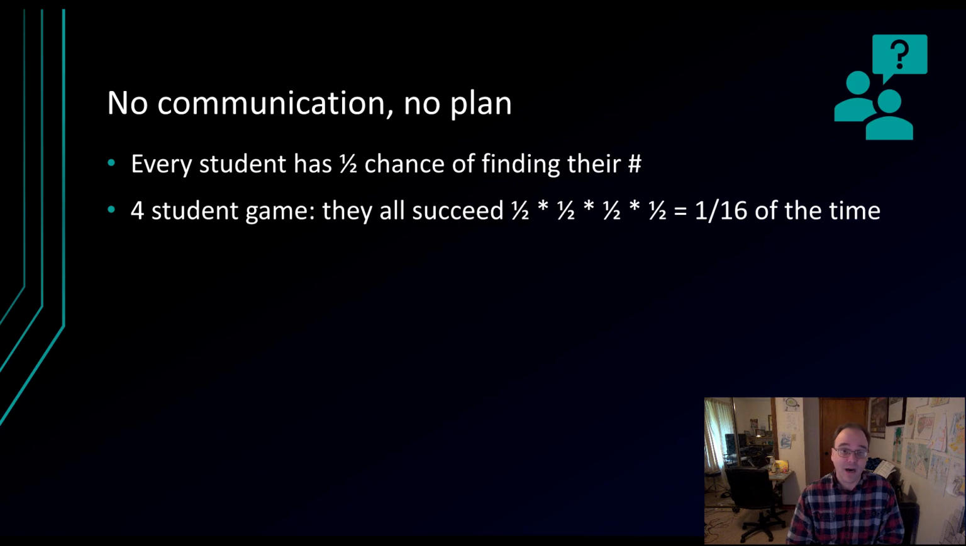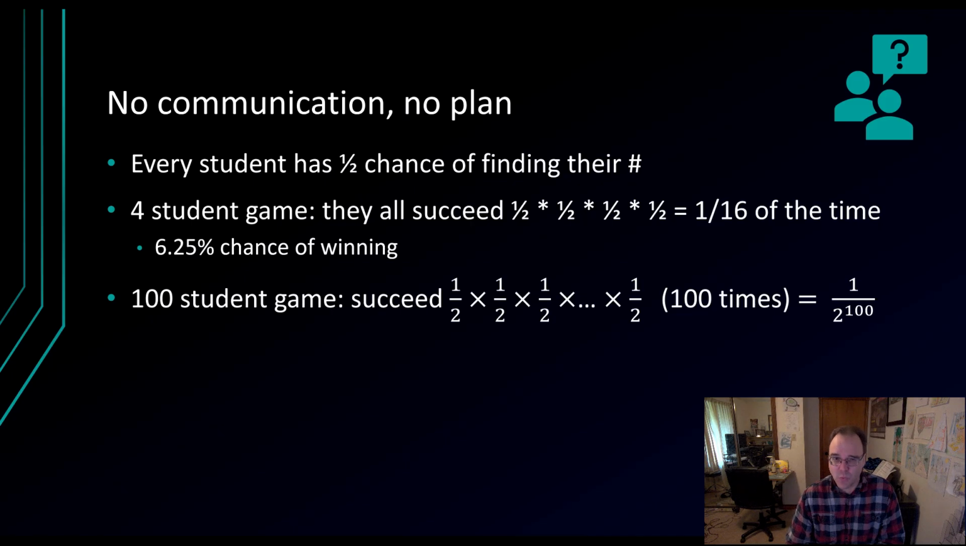But nonetheless, this means that in the 4-student game, 1/2 times 1/2 times 1/2 times 1/2 is 1/16 of the time the students are going to win. All of them together, I mean. So that's a 6.25% chance of winning the game. The 4 students get $10,000. That's not great, right? Most of the time they're going to lose this.